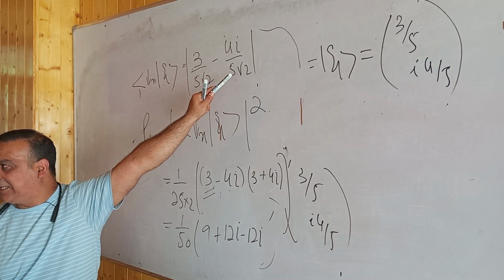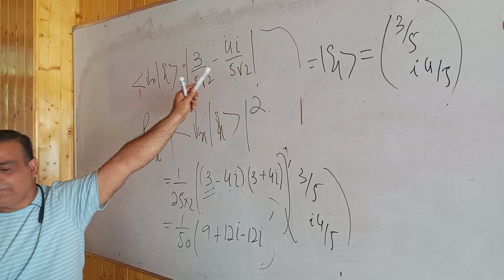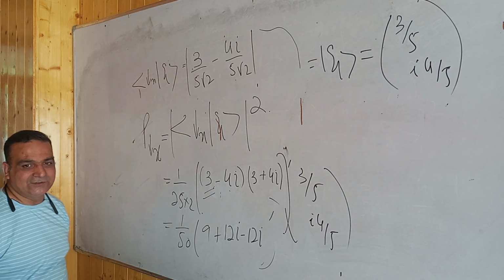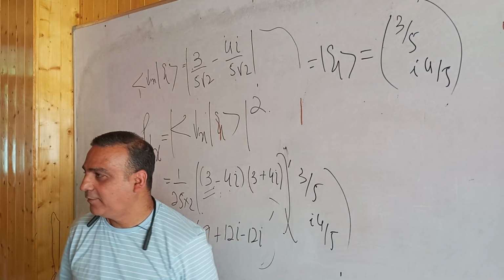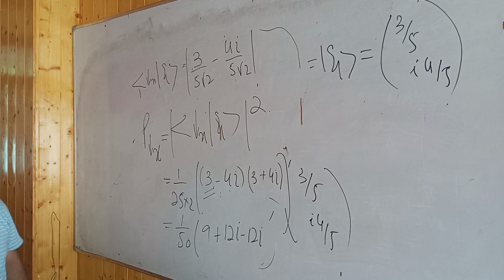Iota is not going to die here. No? Iota will die only when I take the whole square. Come on, something is wrong. I think this is right.